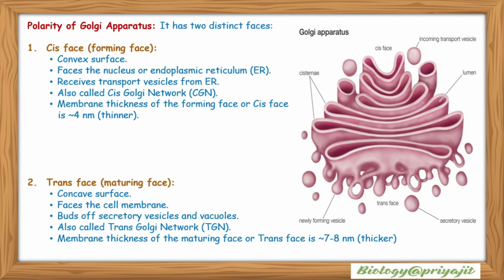Polarity of the Golgi apparatus. The Golgi apparatus has two distinct faces. The cis face, or forming face, is a convex surface. It faces the nucleus or endoplasmic reticulum, ER, and receives transport vesicles from the ER. It is also called the cis Golgi network or CGN, and the membrane thickness of the forming face is nearly 4 nanometers, thinner. The trans face, or maturing face, is a concave surface. It faces the cell membrane, and buds off secretory vesicles and vacuoles. It is also called the trans Golgi network. Membrane thickness of the maturing face is about 7 to 8 nanometers, thicker.